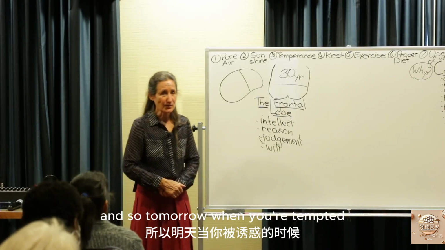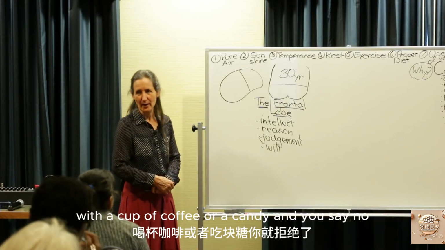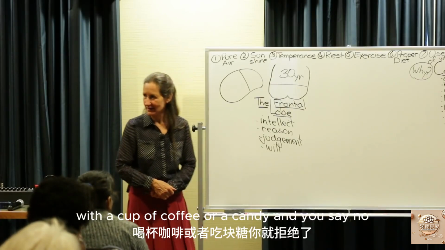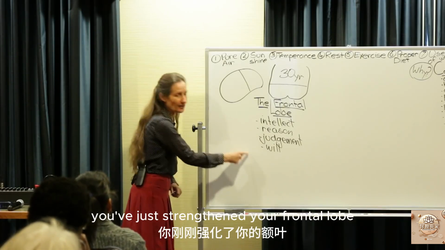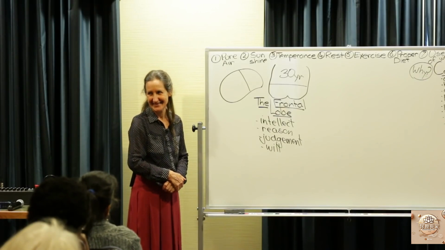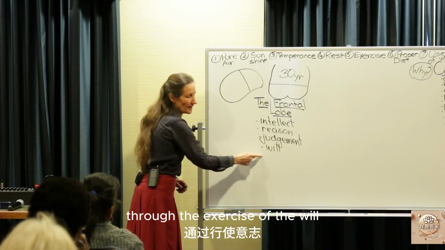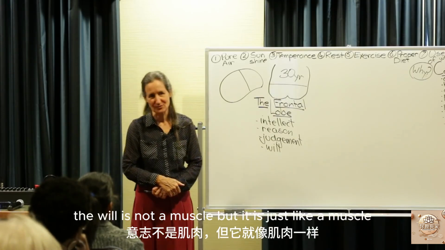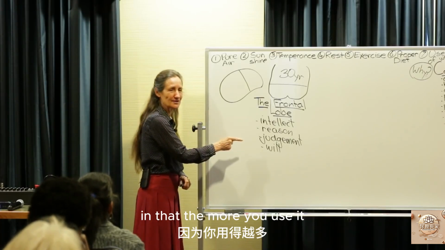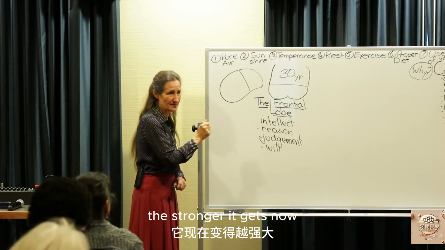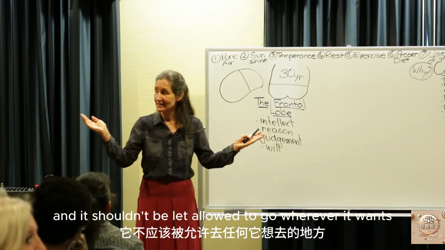And so tomorrow, when you're tempted with a cup of coffee or a candy, and you say, no thank you, do you know what that does? You've just strengthened your frontal lobe. Remember, mind and nerves gain tone and strength through the exercise of the will. The will is not a muscle, but it is just like a muscle, in that the more you use it, the stronger it gets.